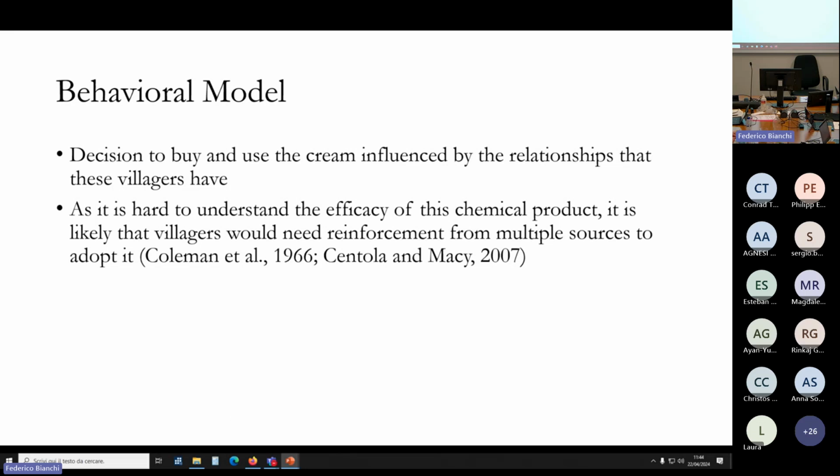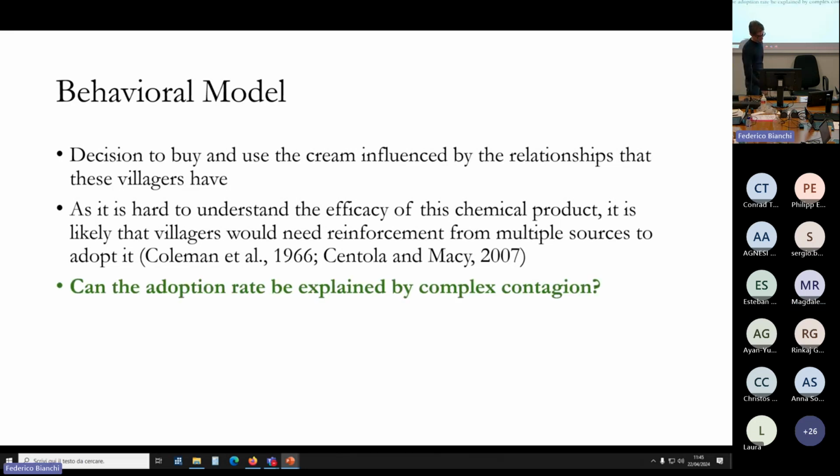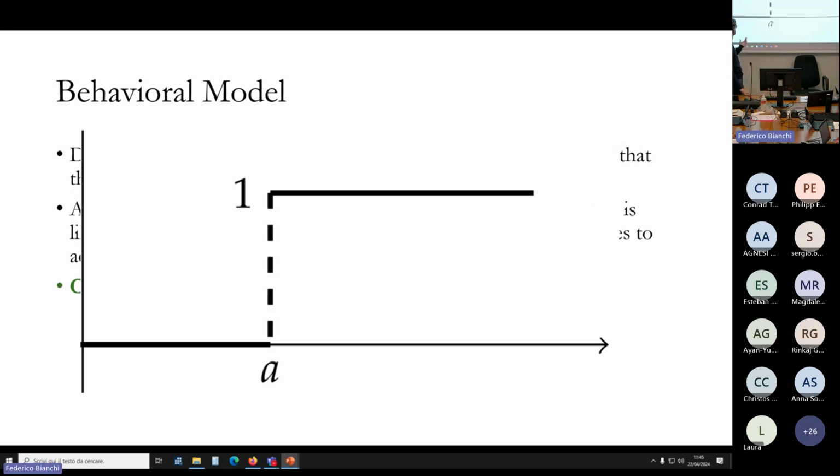So you have a threshold effect, but this threshold is not set to 1. So I need at least, I don't know, a given number of individuals, and we try to recover this from network data, in order to adopt this measure. So the research question that I'm trying to sell you today is: can the adoption rate be explained by this complex contagion mechanism?